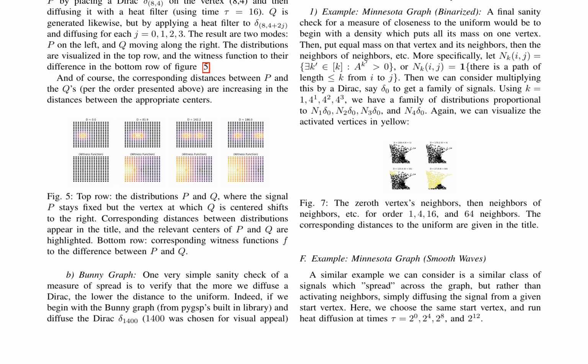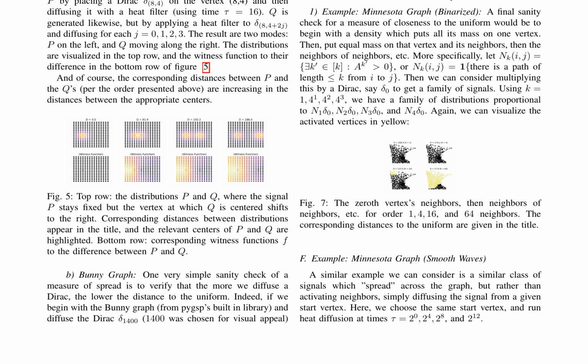The paper also presents additional toy experiments, including a grid graph and a bunny graph, which verify that the measure of spread decreases as the signal is diffused. Finally, the appendix includes examples of bimodal signals and localization on the Minnesota graph, which provide further sanity checks for the measure of closeness to the uniform. The examples involve diffusing signals across the graph and measuring the distance to the uniform, demonstrating the effectiveness of the proposed method.